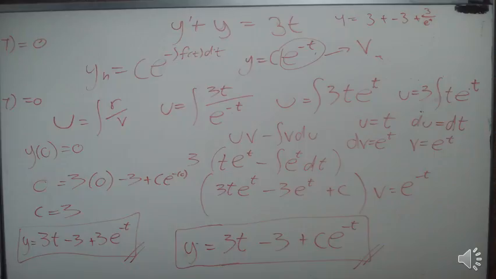Then we use our initial condition to find c. We know y of 0 is equal to 0. So we have 0 equals 3 times 0 minus 3 plus c times e to the power of minus 0, so that will be 1. And at last we have c equal to 3. So finally we have y equals 3t minus 3 plus 3 times e to the power of minus t.